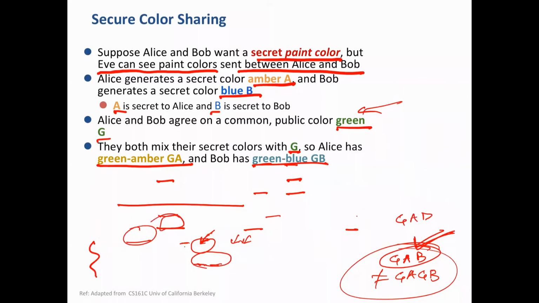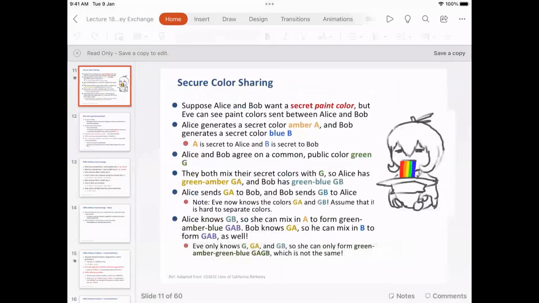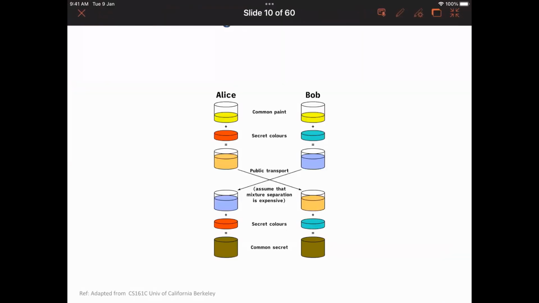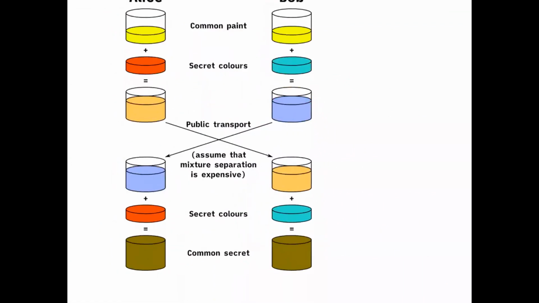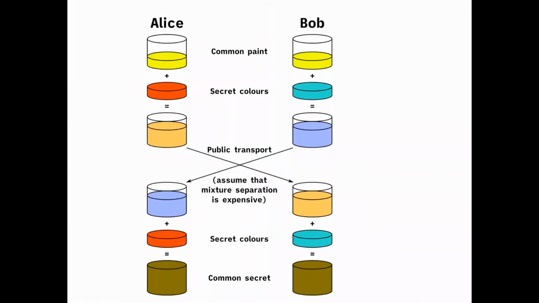Okay, so we'll go back again. Look at this example. This is a common color with Alice and Bob, and everyone in the world knows about these common colors. But Alice chooses a private color, amber, and Bob chooses a private color, blue, and they mix these two.